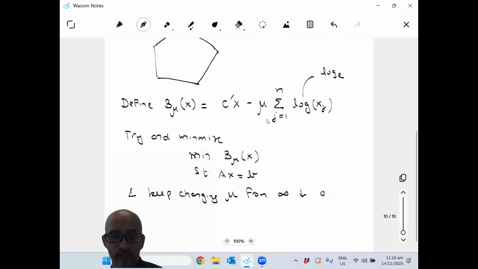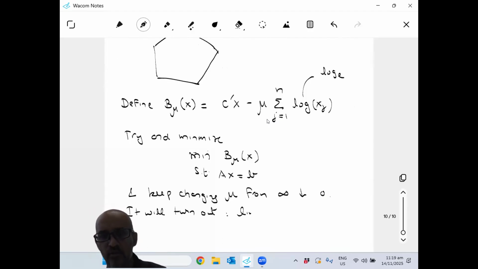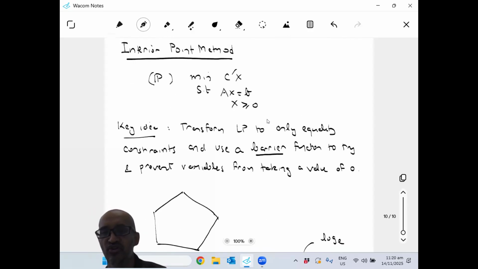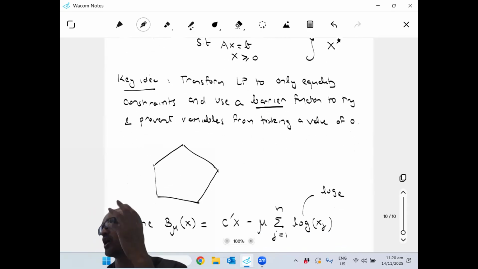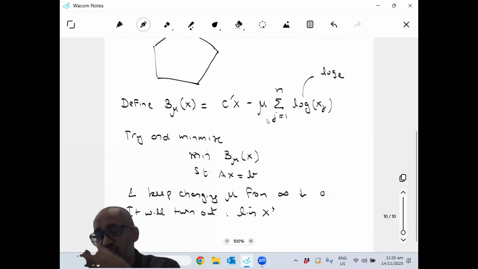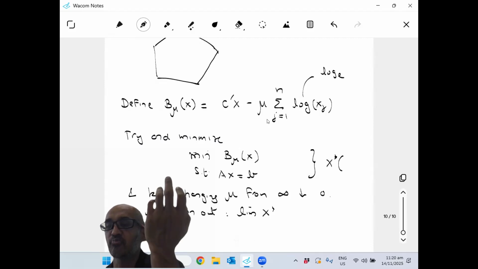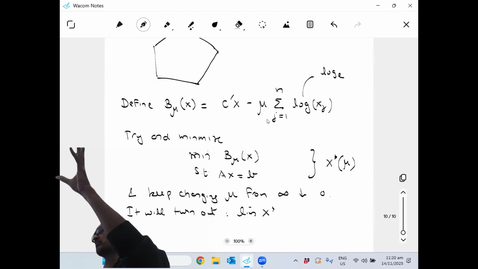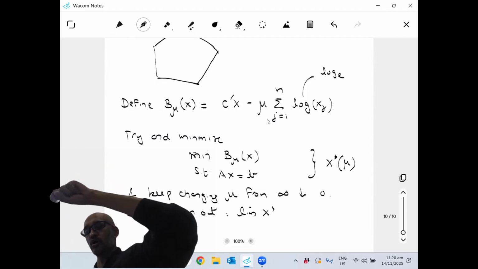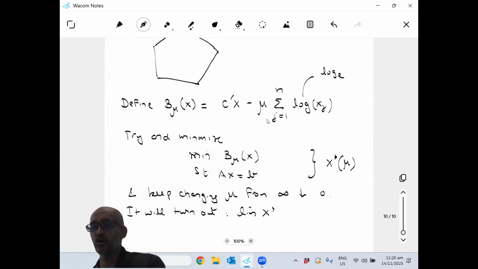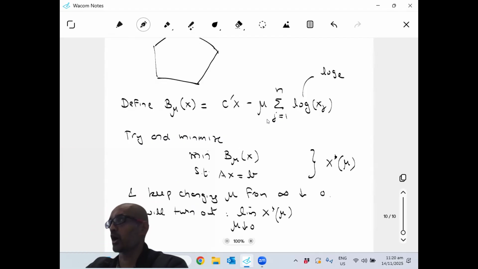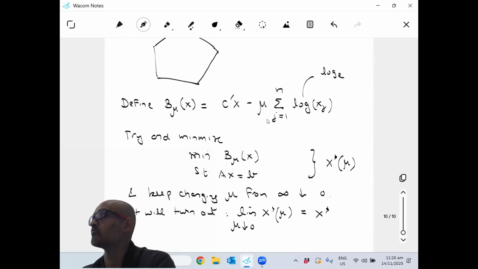It will turn out that the limit of the optimal solution behaves as follows. Let's say the optimal solution of the LP is x star. For simplicity, think of it as a unique optimum. There is also an optimal solution x star of mu, which is parameterized by mu. Think of mu as some fixed number. I'm going to change mu in the algorithm, but for a fixed mu, I'm going to solve this problem. It'll turn out the limit of this solution x star of mu, as mu goes down to zero from infinity, so mu starts as a large number and then goes down, will converge to x star. So solving a sequence of parameterized problems will converge me to the original LP solution.